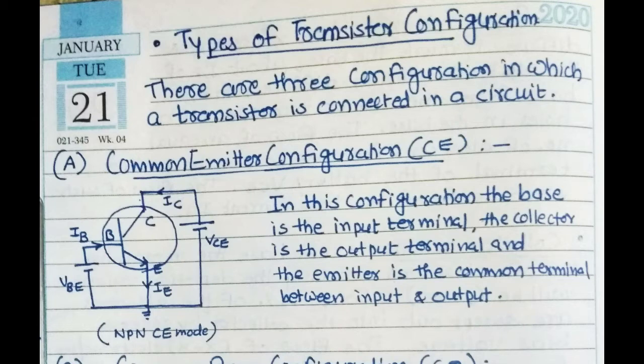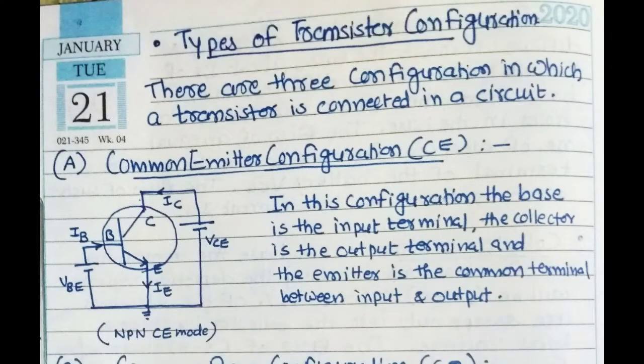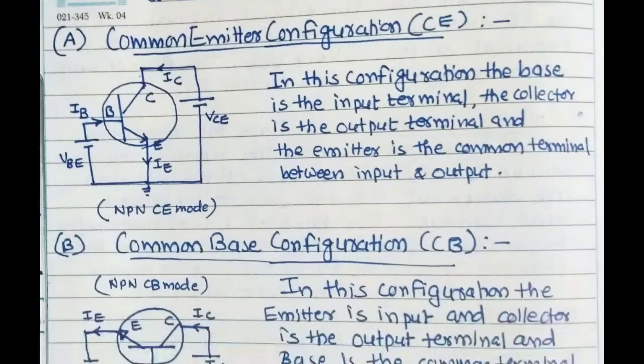So this way we are considering the common emitter configuration. In this configuration, the base is the input terminal and the collector is the output terminal. As shown in the figure, VB is connected on the input side and another source VC is connected on the output side. But the emitter terminal is common between the input and output. That's why it's called the common emitter.